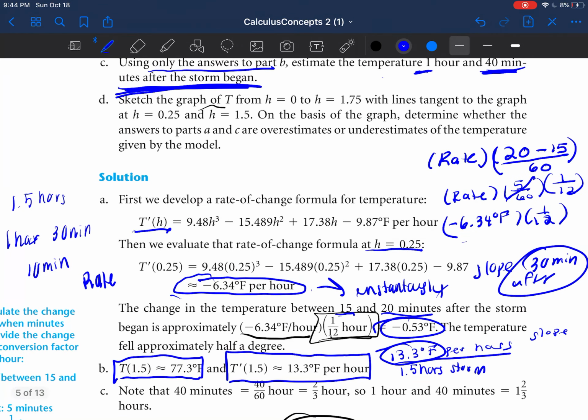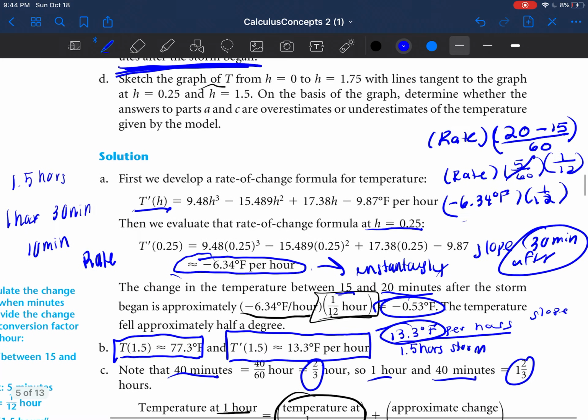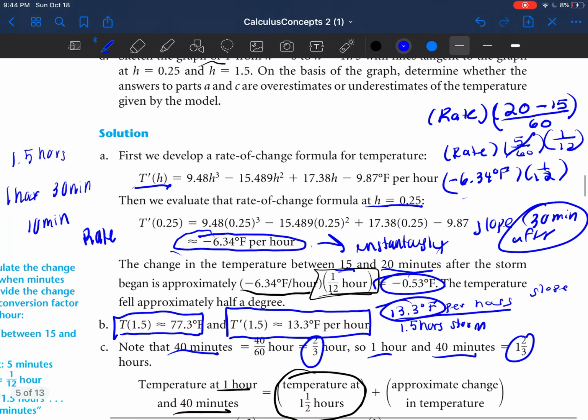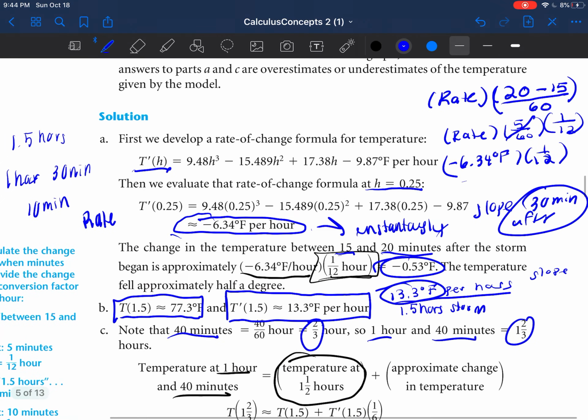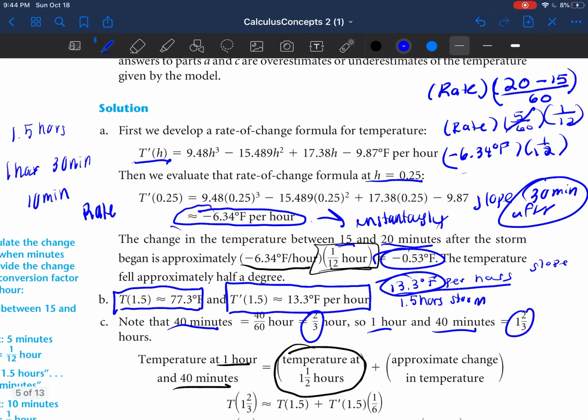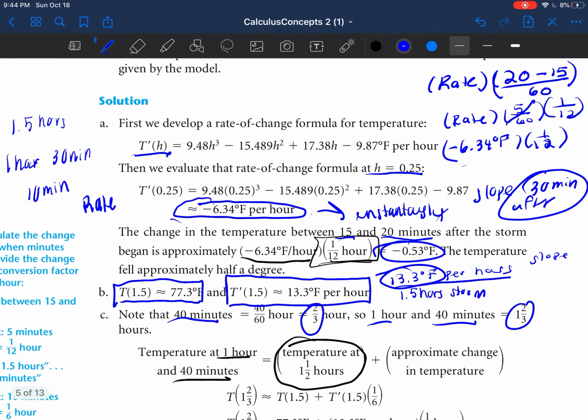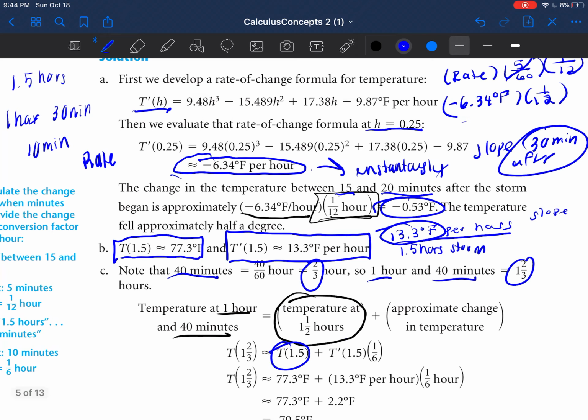Okay, the problem says note that 40 minutes is 2/3 of an hour. So 1 hour and 40 minutes is 1 and 2/3 hours. Okay, so the temperature at 1 hour 40 minutes is the temperature at 1.5 hours plus the approximate change in temperature. So think of it kind of like the slope. So this is kind of like your y-intercept. This is always going to stay the same. So what you got in the previous answer, which was your initial temperature, 77.3 degrees Fahrenheit. So how much is it going to change based on the slope you found here?